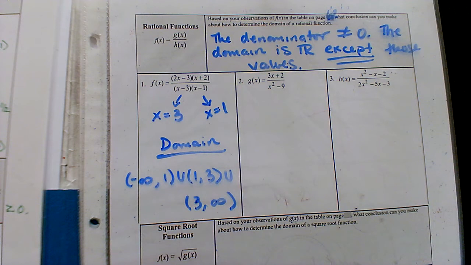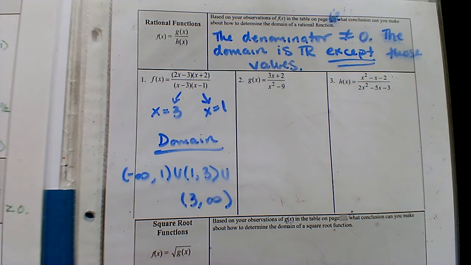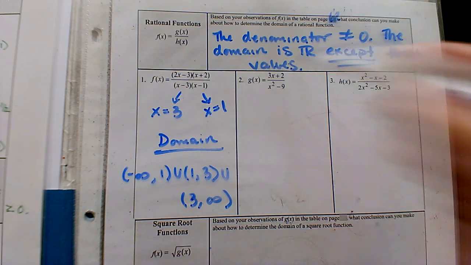Okay. Let's go ahead and try the next one. Can we think about a number, maybe there's more than one, like the previous example, that would make the denominator equal 0? Go ahead, Jordan. 3.